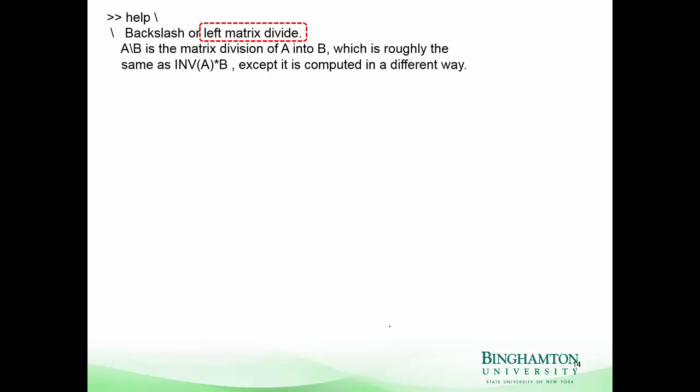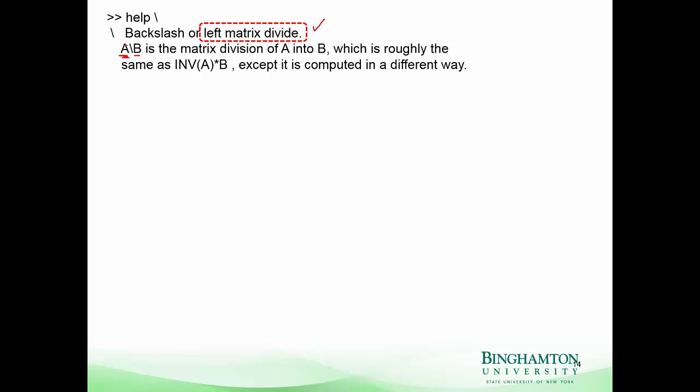So just to give you a little bit more detail on these, here's the backslash, or what's called the left matrix divide, and they tell you here that when A and B are both matrices. Now remember, vectors are special cases of matrices. So if they're allowed from a size point of view, you can put a vector in the A position here if it's the right size. But here we're talking about general A and B.